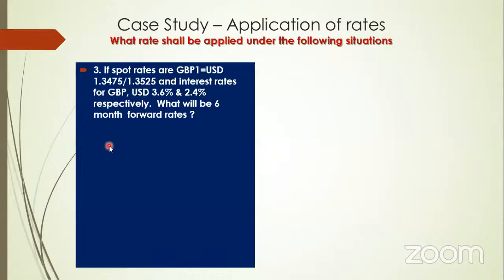Now you see, the spot rates are, because you have to understand the difference between currencies. The spot rates are 1 pound is $1.3475 versus 1.3525.